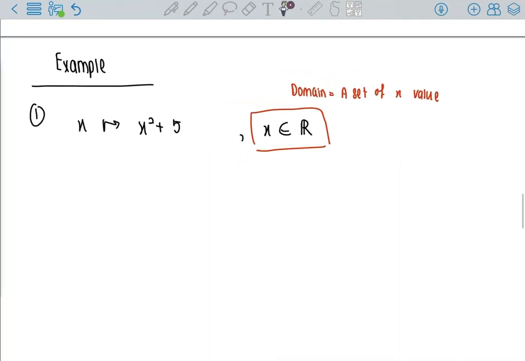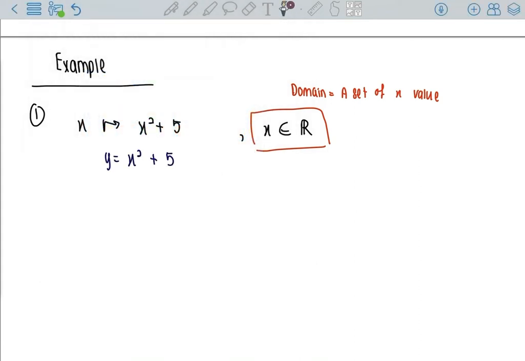If we see x is an element of real number, it means that we can have any numbers shown on our graph. We just cannot have x to be an imaginary number. So let's draw our graph now. y equals x squared plus 5.